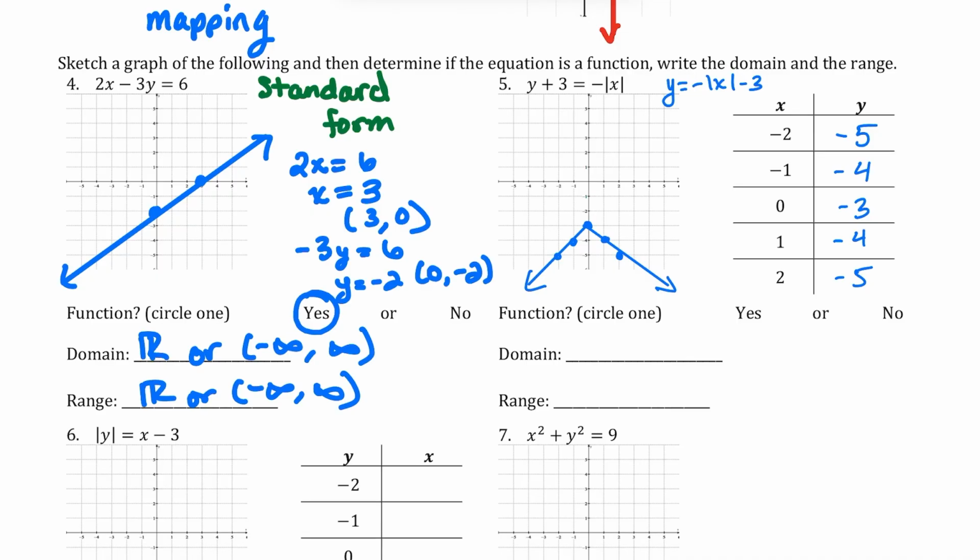So this is a function. If you notice, we plug in different x values and we get y values out. Some of the y's repeat, like you can see on the table, but it's okay for your y values to repeat. So I'm going to put that as yes.